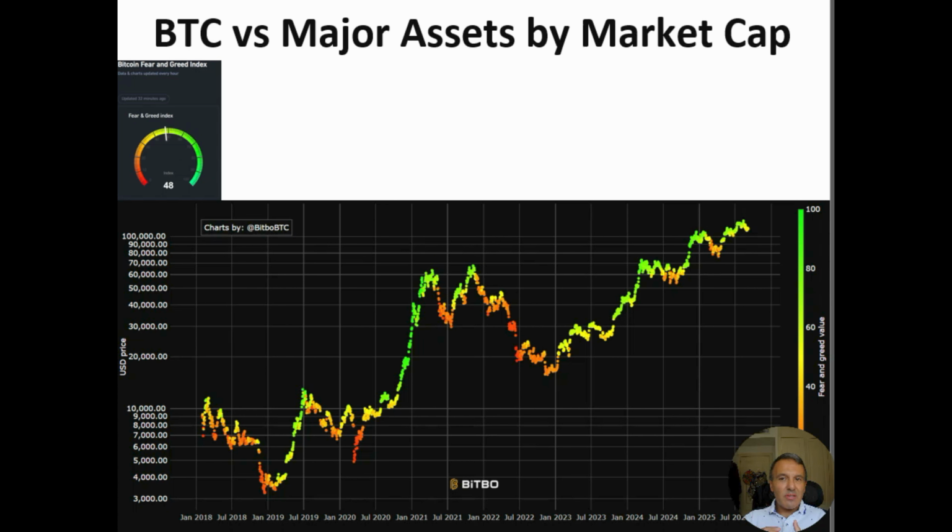So when the index is deep in fear, investors are panicking, but that's often when long-term opportunities emerge. Conversely, when it swings into extreme greed, it usually signals overconfidence and overheated markets where risks rise sharply. So the key from this chart isn't to blindly follow the index, but to use it as a contrarian signal, a reminder to keep emotions out of investing decisions and to stick to a disciplined strategy.